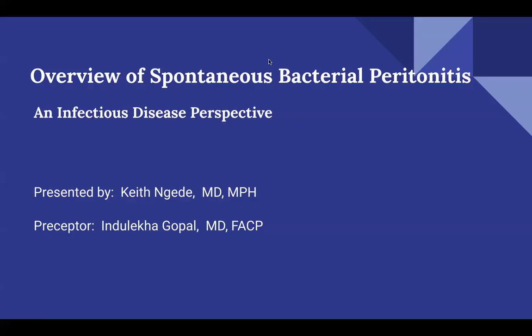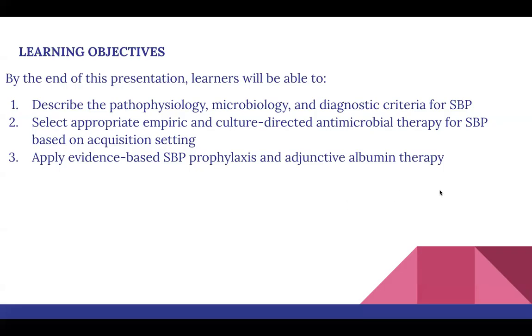Perfect. All right. So this is an overview of spontaneous bacterial peritonitis, an infectious disease perspective, presented by me and preceptor Dr. Gopal. The learning objectives: by the end of this presentation, you'll hopefully be able to describe the pathophysiology, microbiology, and diagnostic criteria for SBP, select appropriate empiric and culture-directed antibiotic therapy for SBP, and apply evidence-based SBP prophylaxis and adjunctive albumin therapy.